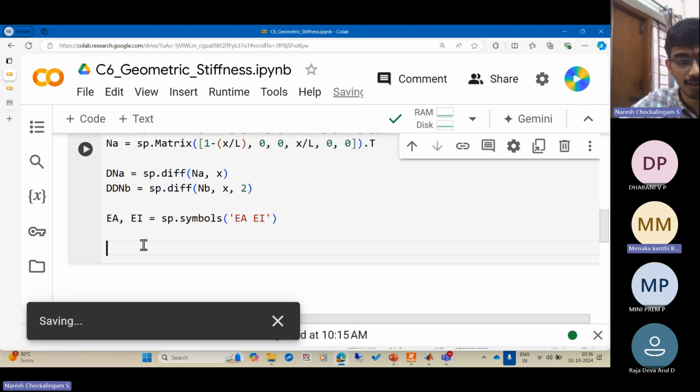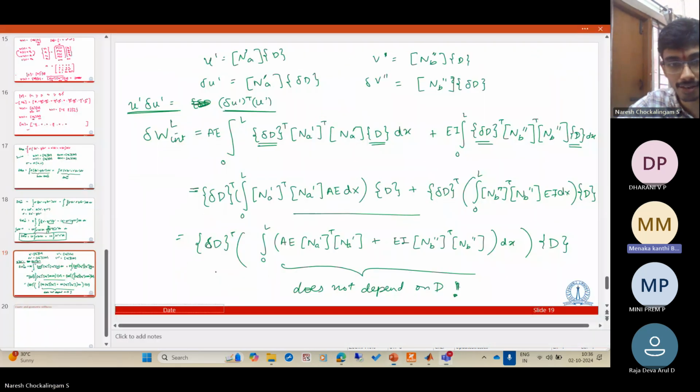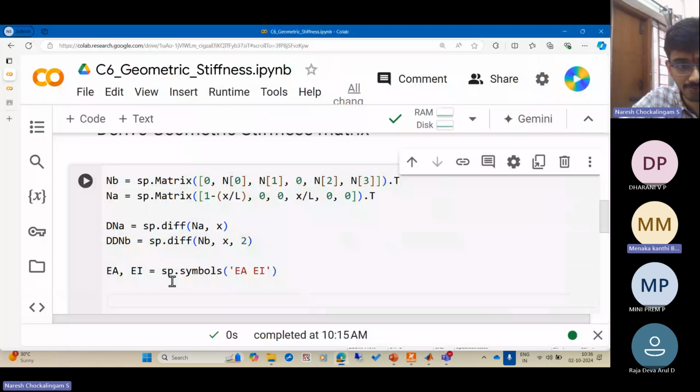Now, what do I call this? This one does not depend on D. Let me call this expression that does not depend on D as some KE. You'll quickly see why it is called KE. So KE is sp.integrate.